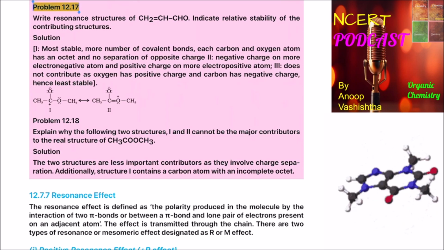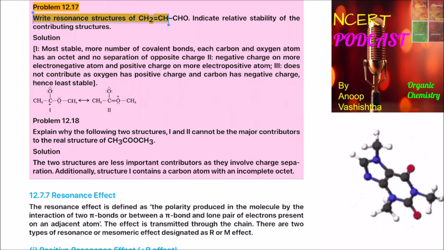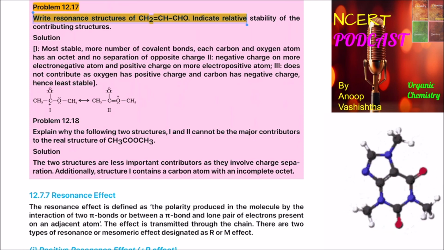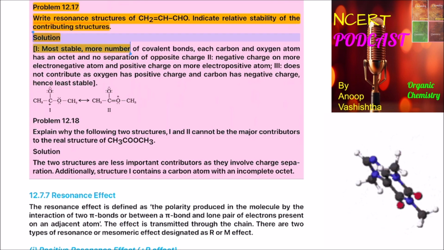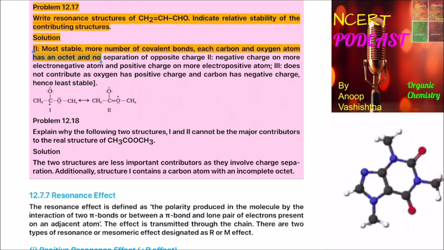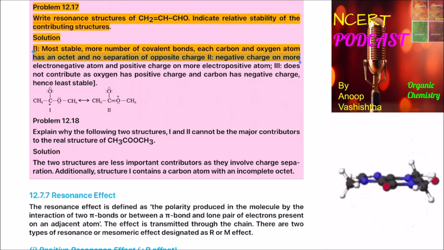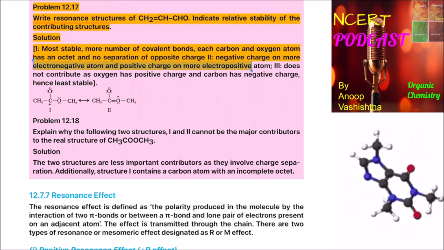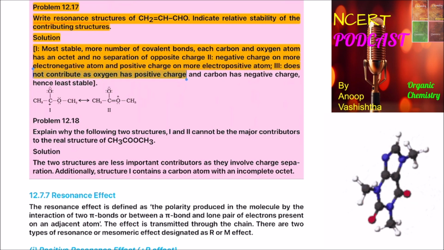Problem 12.17. Write resonance structures of CH2=CH-CHO and indicate relative stability of the contributing structures. Solution. 1. More stable. More number of covalent bonds. Each carbon and oxygen atom has an octet and no separation of opposite charge. Second, negative charge on more electronegative atom and positive charge on more electropositive atom. Third, does not contribute as oxygen has positive charge and carbon has negative charge, hence least stable.